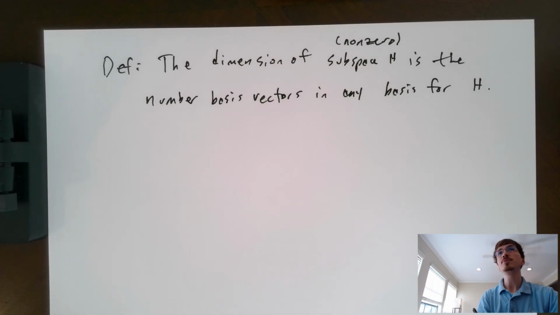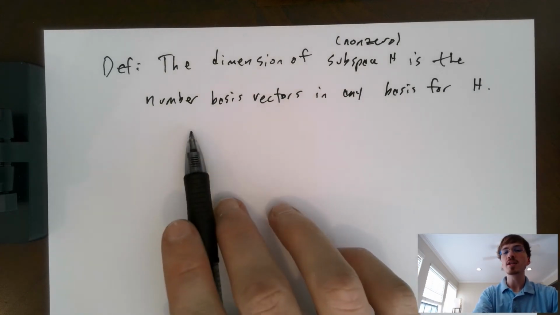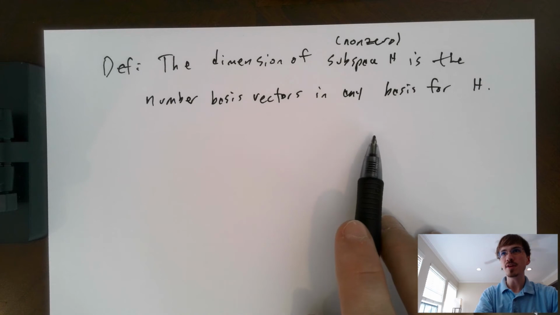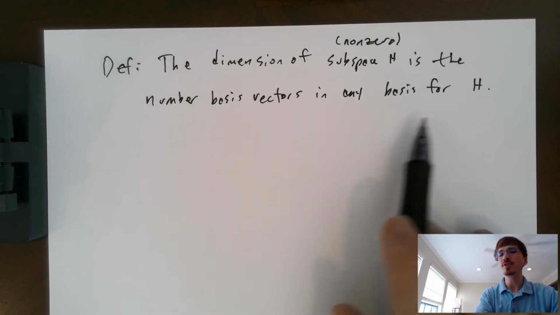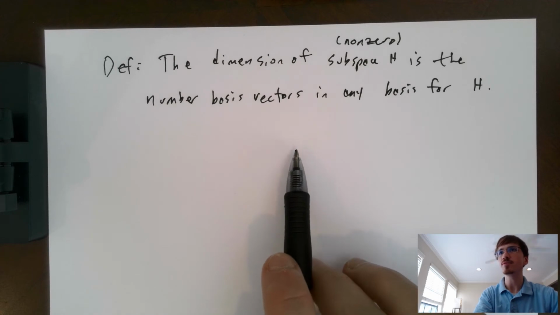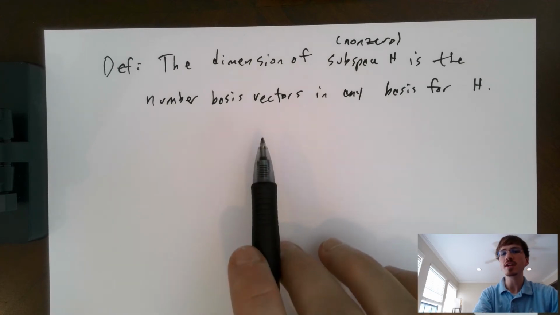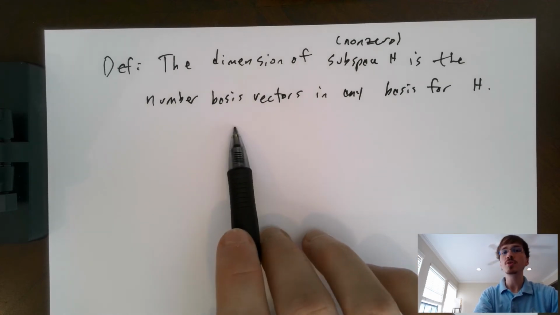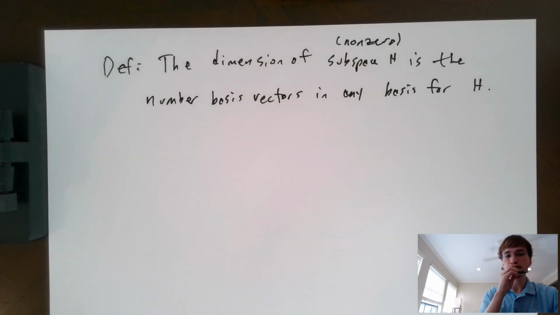So the dimension of a subspace H, which is non-zero, is the number of basis vectors for any basis of H. And it's a theorem to actually show that any basis of a subspace has the same number of elements. So that's a thing that needs to be proven. But it is true, and we call that number the dimension.